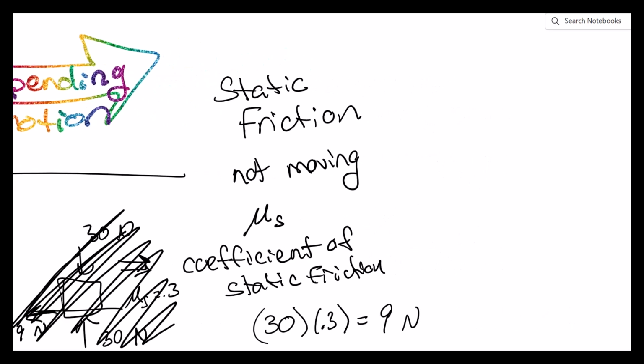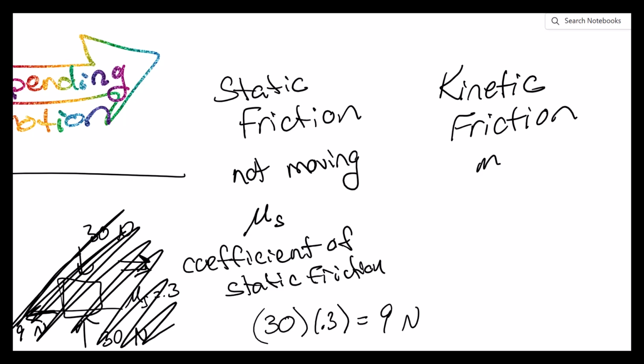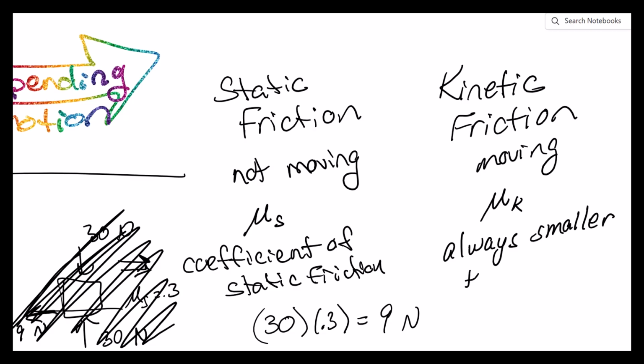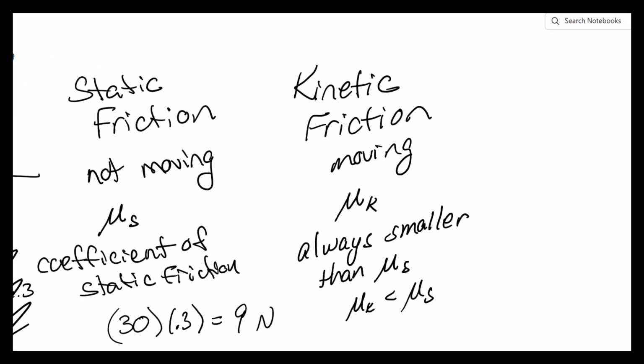And then there's the coefficient of kinetic friction, and kinetic means moving. So static is not moving. Kinetic means moving. And this one is mu sub k, the coefficient of kinetic friction, and it's always smaller. Whenever you push something, once you get it going, it's easier to keep it going. You're pushing a box, and once you get the box moving, you can keep it going. So mu k is always smaller than mu s. Once something is actually moving, it's still the same thing.